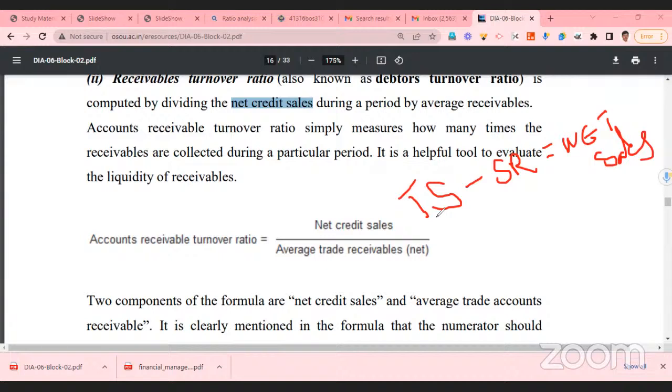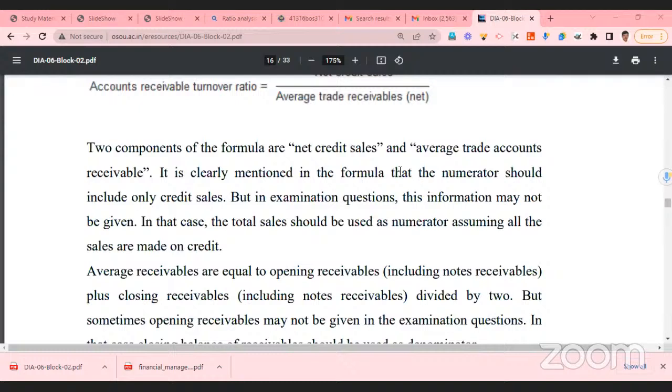Total sales minus sales returns is called net sales. Net sales minus cash sales gives us net credit sales. When you are calculating the receivables turnover ratio, we will consider only credit sales, not cash sales. And the average receivables are opening receivables plus closing receivables divided by 2. So the two components of the formula are net credit sales and average receivables.